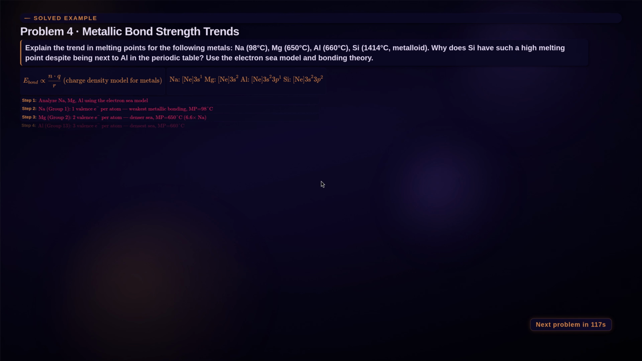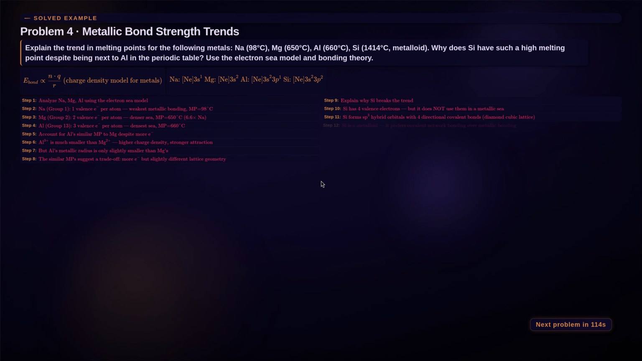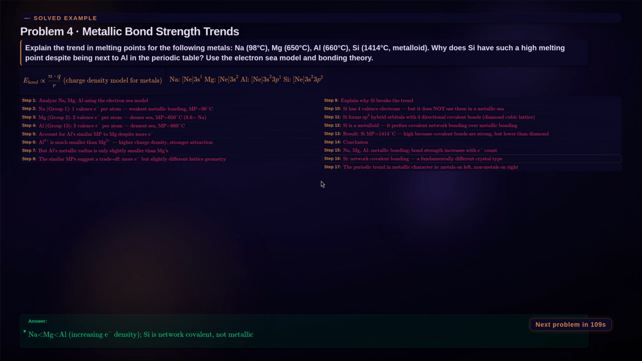Problem 4. Explain the trend in melting points for sodium, magnesium, aluminum, and silicon. Why does silicon have such a high melting point despite being next to aluminum in the periodic table? Use the electron sea model and bonding theory.